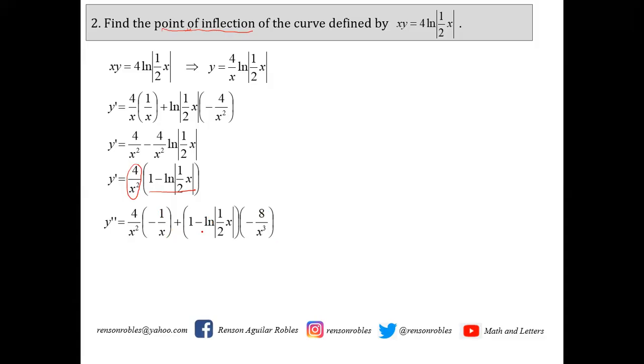And then we just simplify this part. We have y double prime equals negative 4 over x cubed. That's the product of these two. And then you just write this in front.